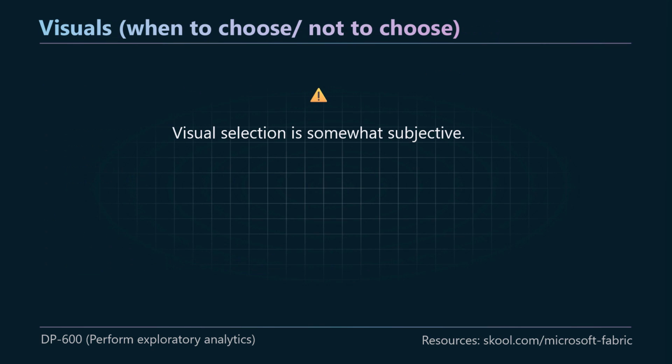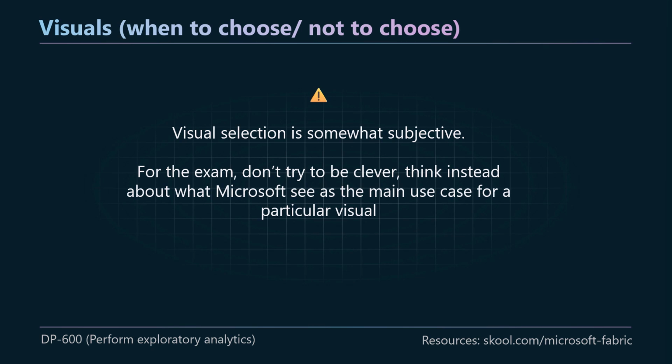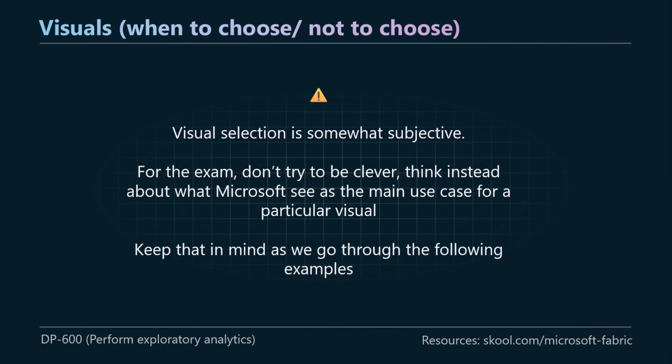And when it comes to visuals and choosing which ones you should use when, well, visual selection is somewhat subjective, I would argue. For the exam, I recommend that you don't try to be too clever when you're thinking about visual selection. They might ask you, when should you use this particular visual? Or given this scenario, which visual would you choose? Instead of trying to be too clever, I would recommend thinking about what Microsoft sees as the main use case for a particular visual. Get inside the heads of the examiner and of Microsoft and think about how they want you to use the tools. Keep that in mind as we go through the following examples.